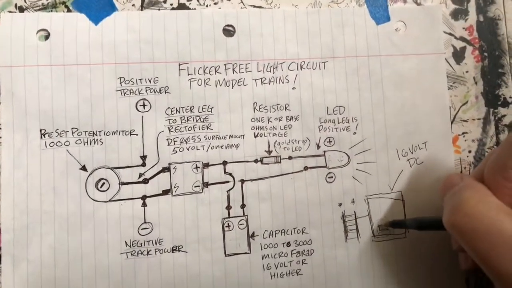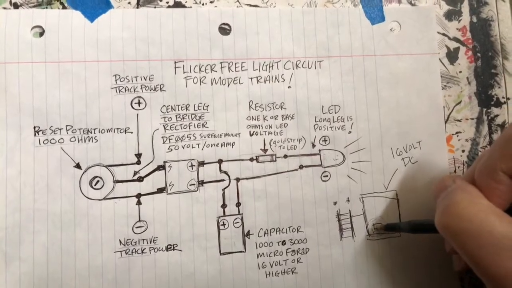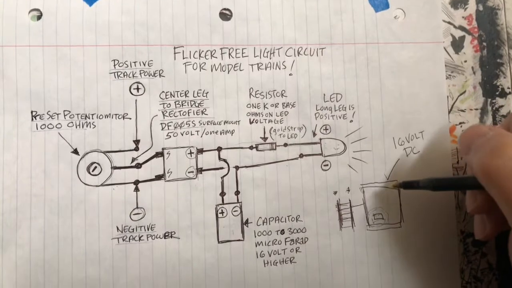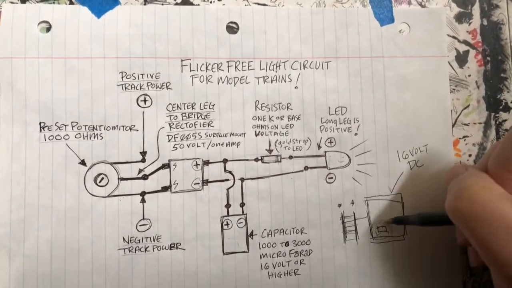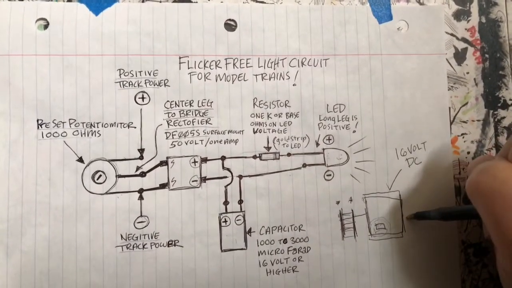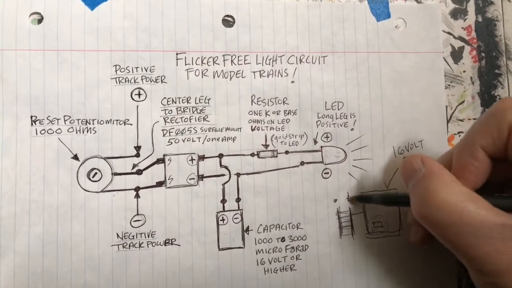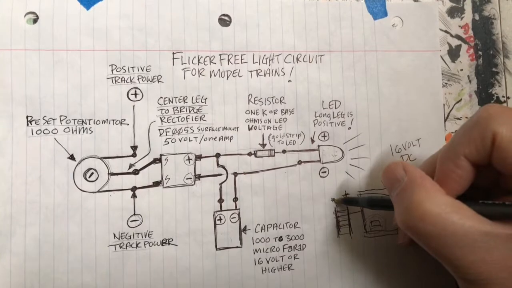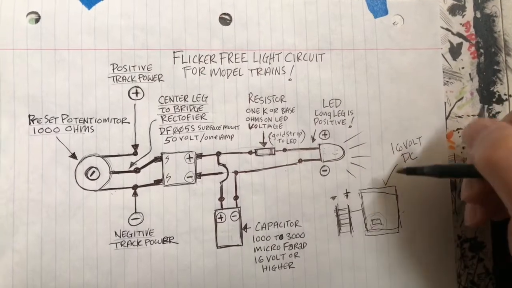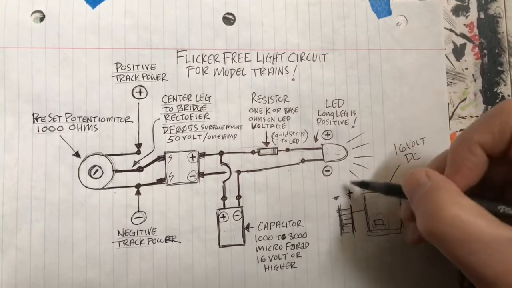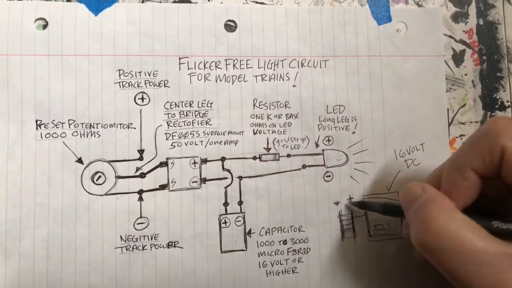And you have a direction switch: left, right, forward, back, however you want to look at it. When the switch is set in one direction, your track is positive and negative. But when you throw the switch in the opposite direction, these also reverse.